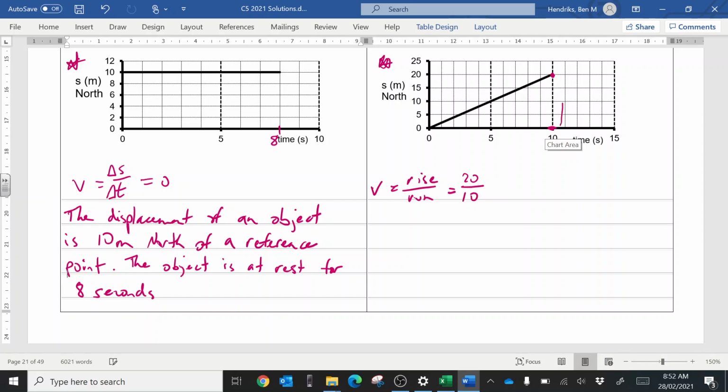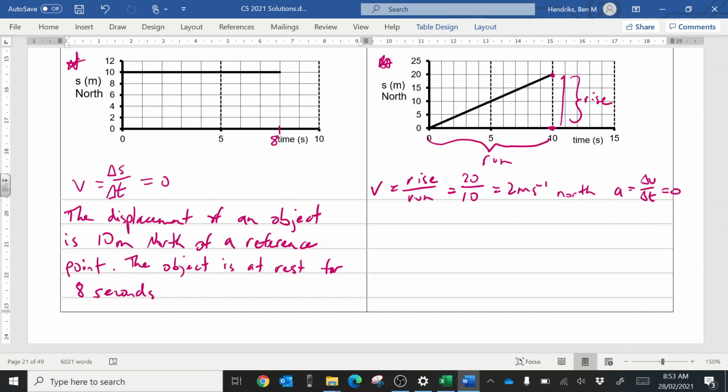So remember, this is the rise and this is the run. Rise over run, 20 over 10, is equal to 2 meters per second. And remember, velocity is a vector, so we need a direction too. So this is 2 meters per second north. And acceleration equals change in velocity over change in time, which is equal to 0. That's because we've got a constant velocity.